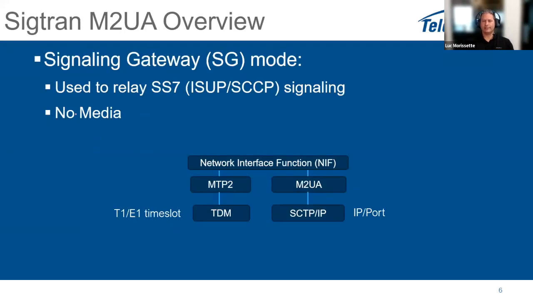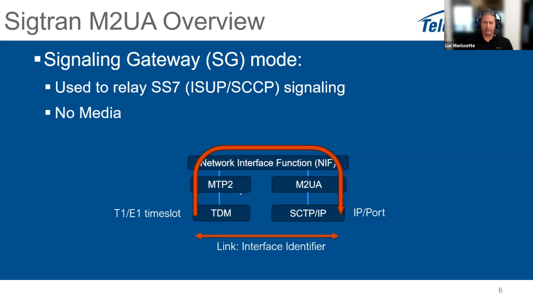The other mode you can have is the signaling gateway mode. And in this case, it's used to relay SS7 traffic. So all the upper level, MTP3, ISUP, SCCP, as we show here, are being transferred end-to-end from the TDM network here. So T1E1 time slots coming into MTP2. And these are relayed to M2UA. So it's just a patch that we do here to take MTP2 packets, reformat them in M2UA, and then send that over IP to the destination, M2UA destination. Okay, so this side is TDM, this side is IP.